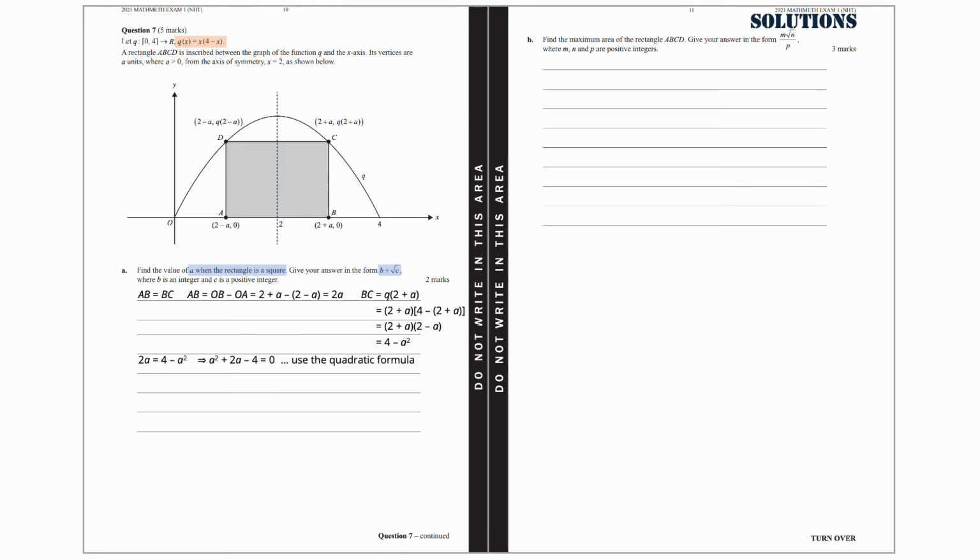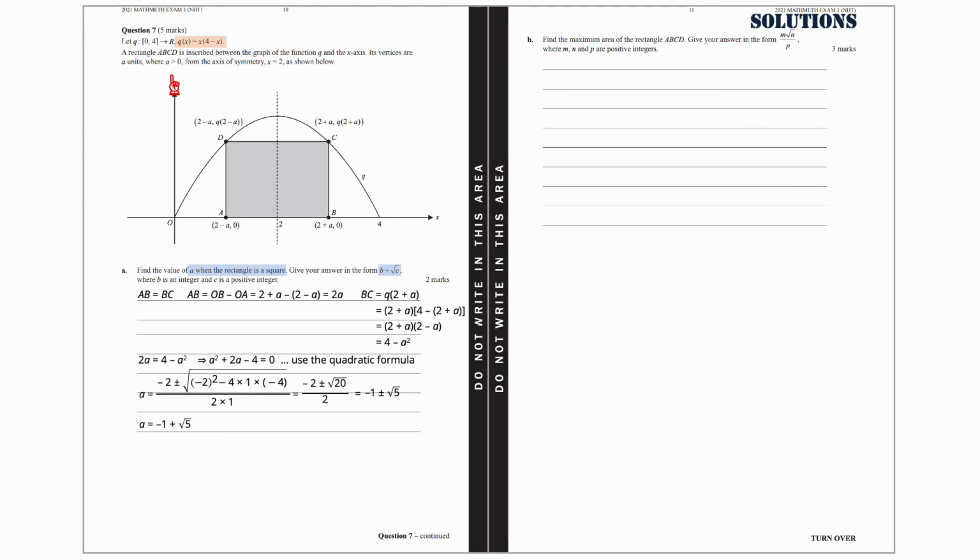We are going to use the quadratic formula to calculate the value of A. And that is -1 plus or minus square root of 5. Now remember, the question said A greater than 0. Therefore, A is equal to -1 plus root 5.